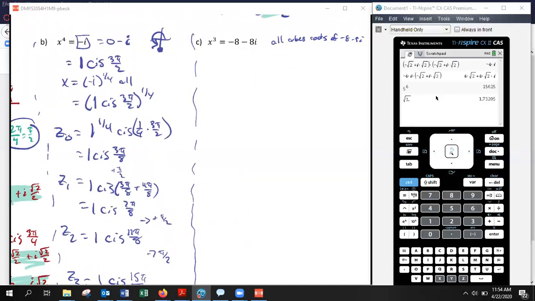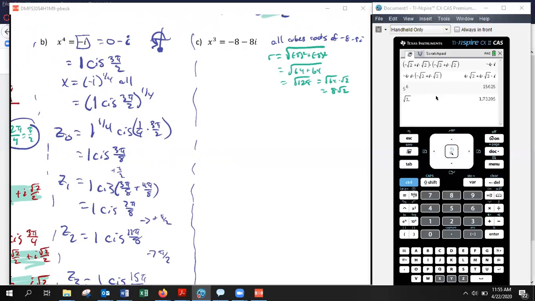So first things first, our radius is going to be square root of negative 8 squared plus negative 8 squared. So that would be the square root of 64 plus 64, which is the square root of 128, or that is the square root of 64 times square root of 2, or 8 square root of 2. So our radius is 8 square root of 2.